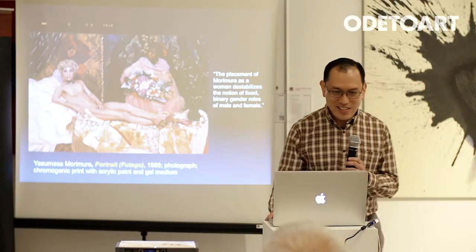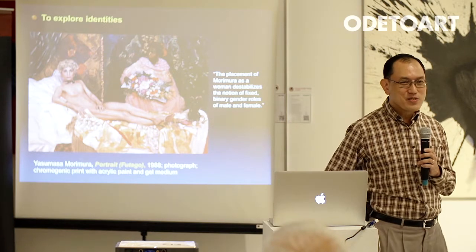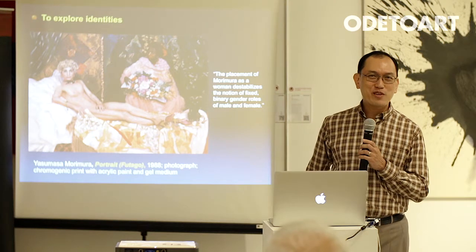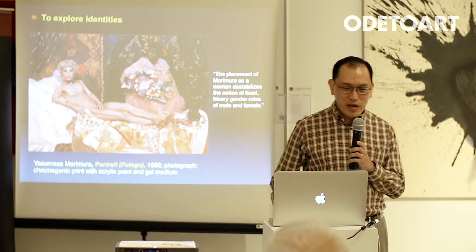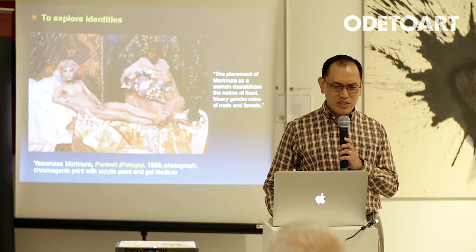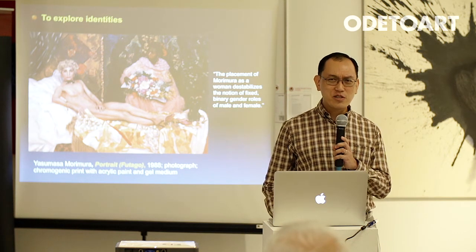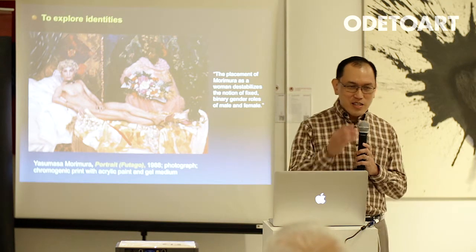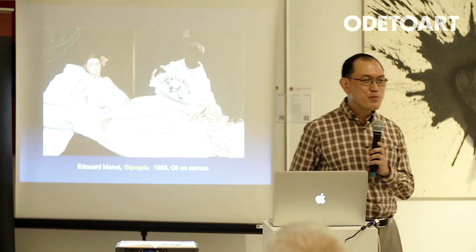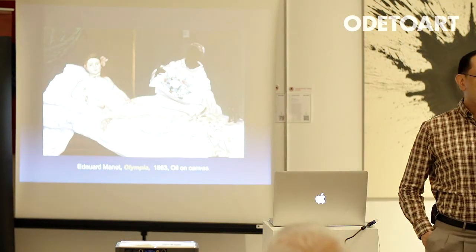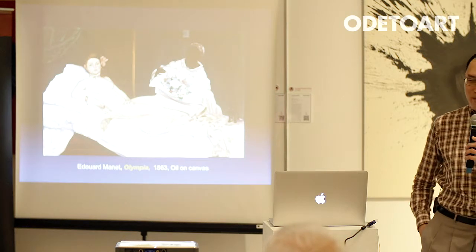Okay, this is a work by... Have you all seen this work? This is quite a famous work as well. A contemporary work by Morimura, called Portrait, and I think there's a Japanese word, Futago, which is actually a Japanese word for twins. Why is it called twins? Because this image actually was based on this famous work by Manet called Olympia.